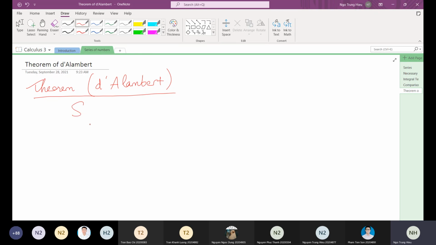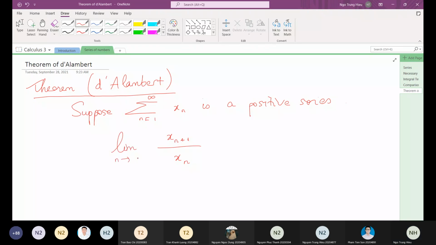So suppose we have a positive series, and then we take the quotient x n plus 1 over xn, right? We take the limit as n goes to infinity, and we suppose that this limit is this. So let us call this limit L, right?